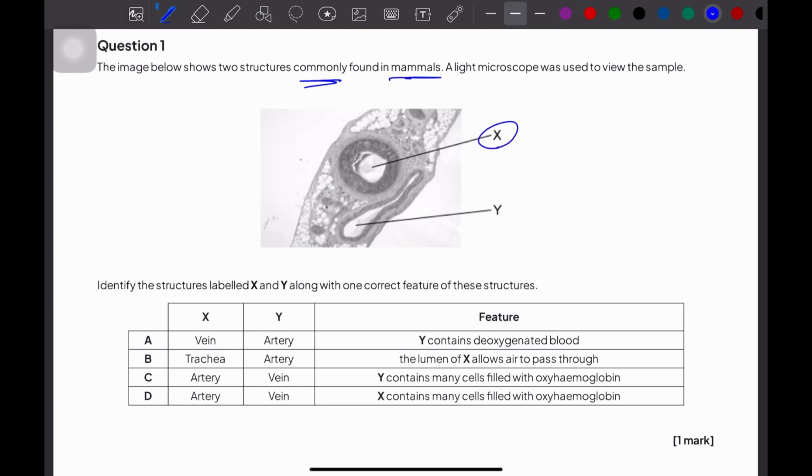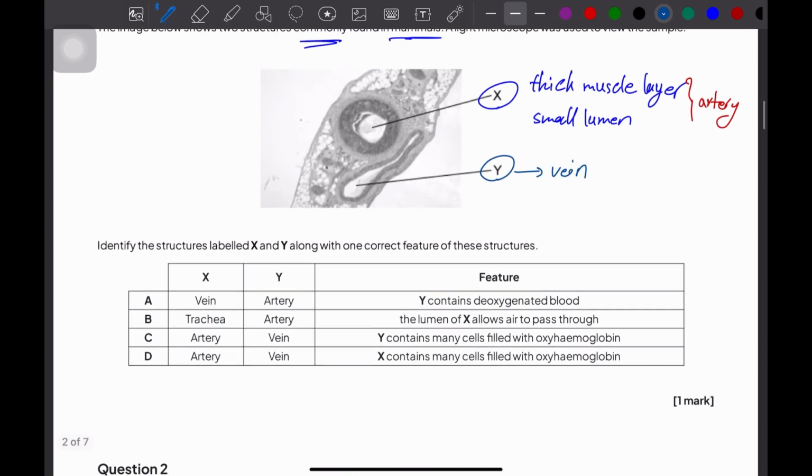Okay, X has a thick muscle layer, and also it has a small lumen, so we can say it is an artery. But on the other hand, Y does not have a big, small lumen, so Y is a vein. By this knowledge, we can solve this test.